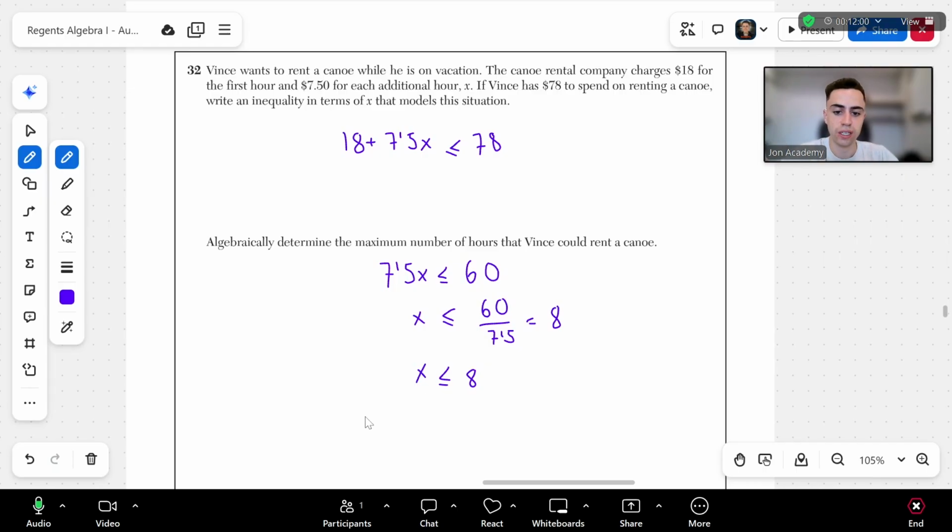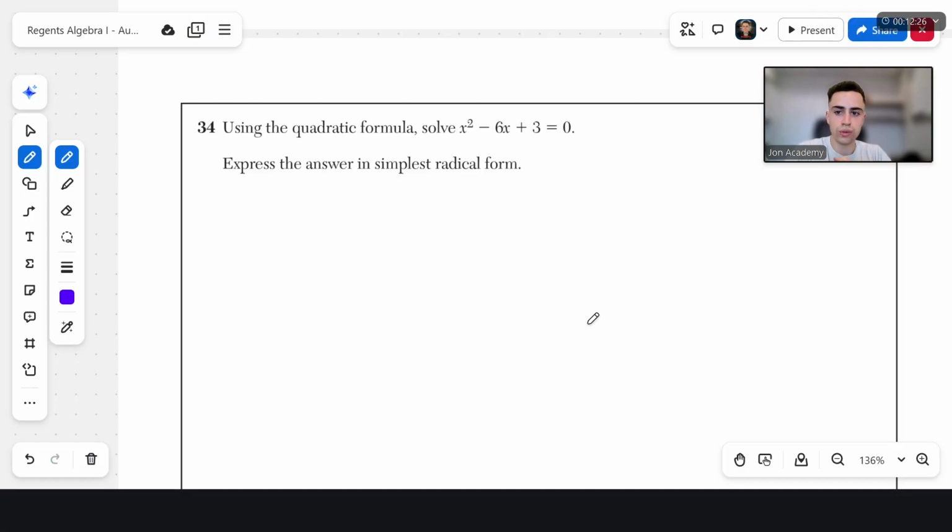The maximum number is gonna be 8 plus the first hour, no? So it's gonna be 9 hours really. We can now jump into number 34.